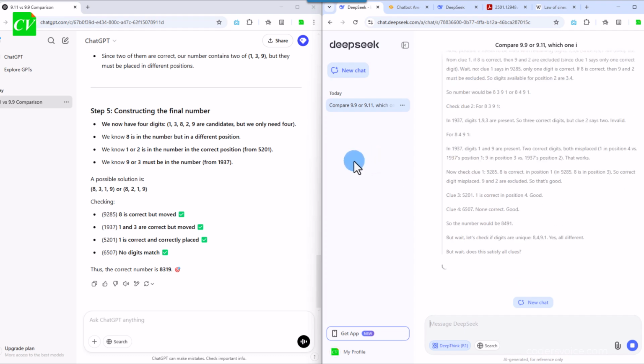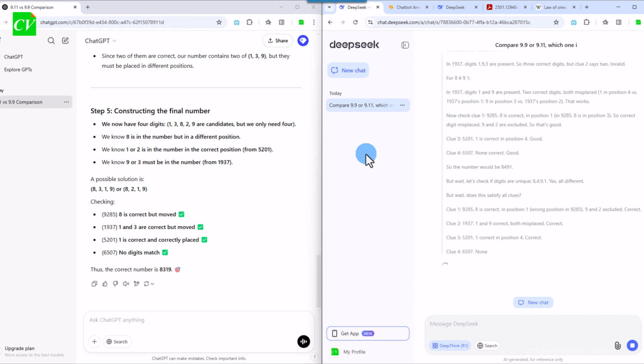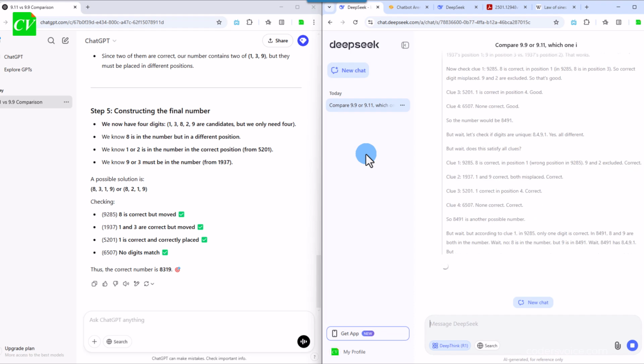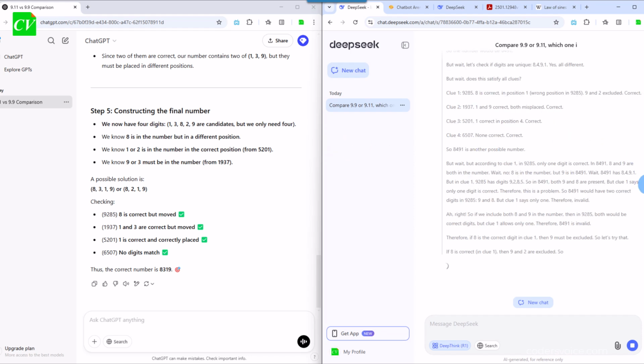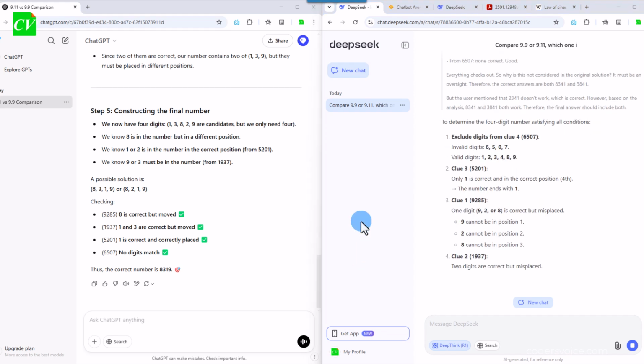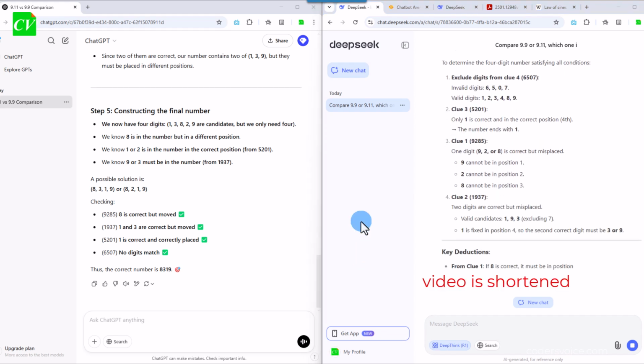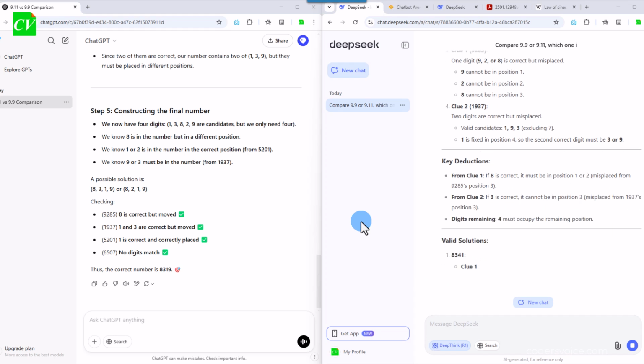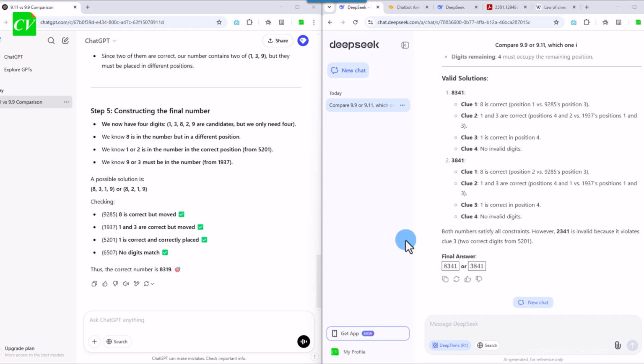You may see that DeepSeek takes a long time and it's a long thinking process. So in order to make this video short, I will cut off this output process and see the final result directly. Now DeepSeek gives two numbers, H341 and 3H41. This is the correct answer. If you check with the four conditions, they satisfy all the four conditions. So DeepSeek does a wonderful job figuring out these two numbers.